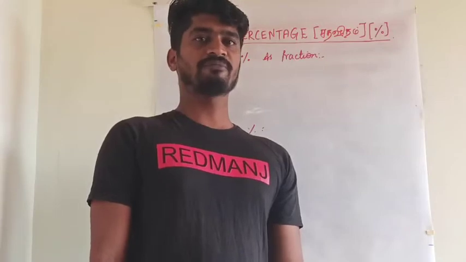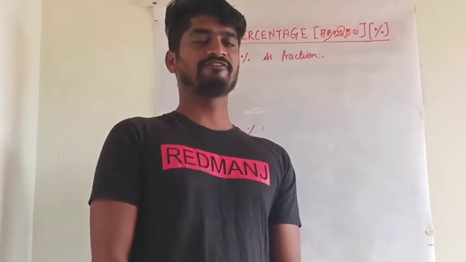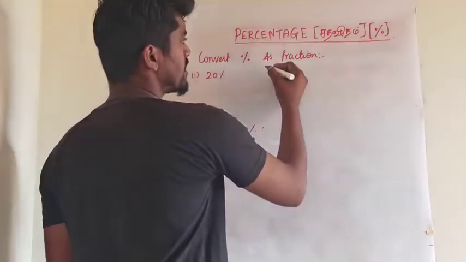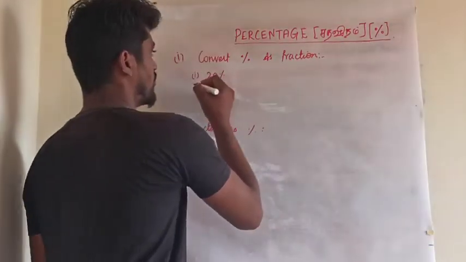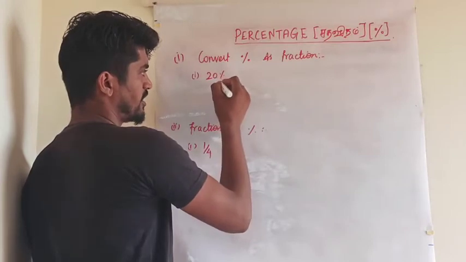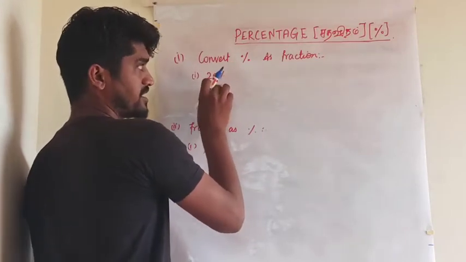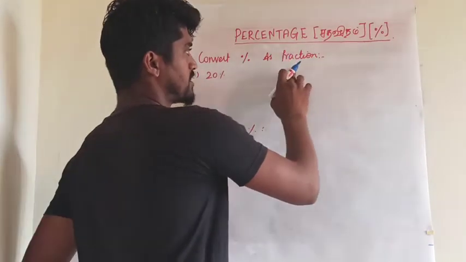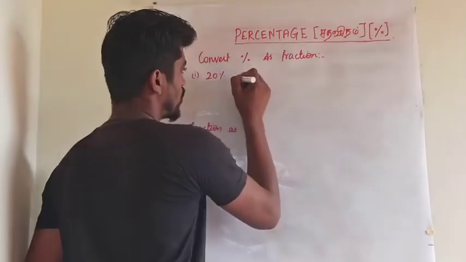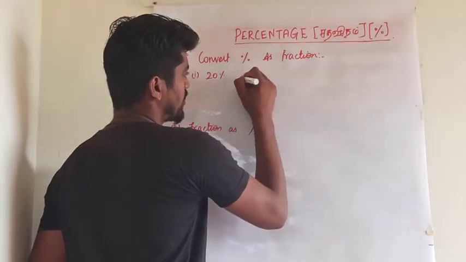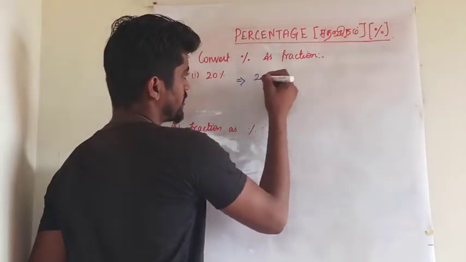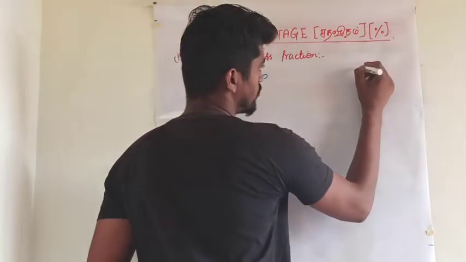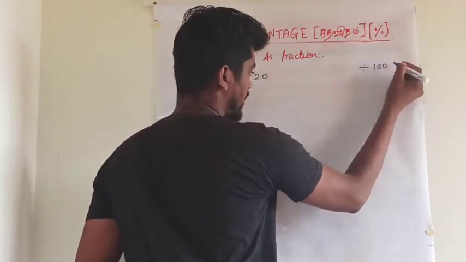We have some converting methods in percentage. Let us see them one by one. First, convert the percentage as a fraction. For example, the given value is 20%. The given is in percentage format. We have to convert it as a fraction. So we have to convert 20 from percentage into fraction. We have to divide by 100.